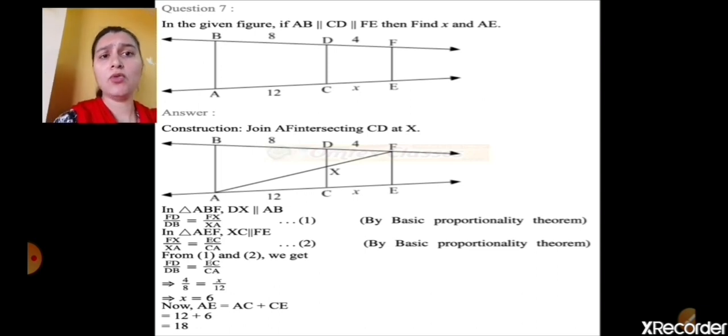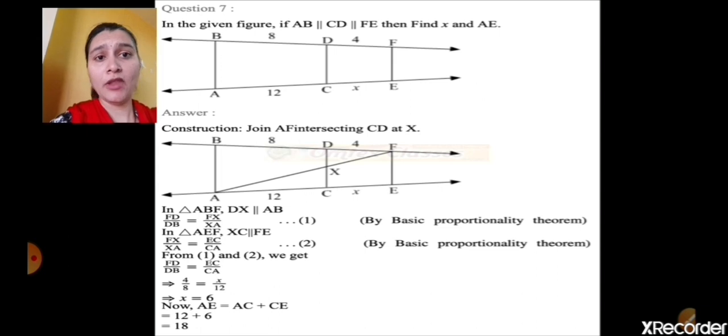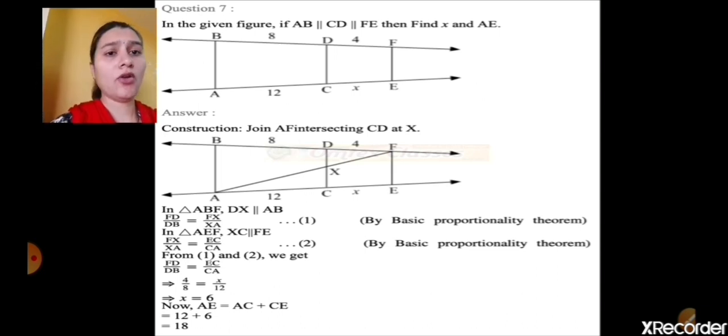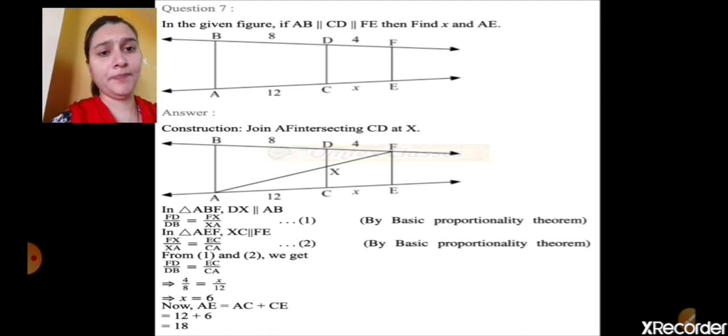Now from 1 and 2 I can say FD upon DB is equal to EC upon CA. You can see FX upon XA is common in both the equations. That's why FX upon XA is being cancelled. So what ratios you get? 4 upon 8 is equal to x upon 12, right? Cross multiplied as it is an equal to sign. 4 into 12 is equal to x into 8. Finally you will get x equal to 6.